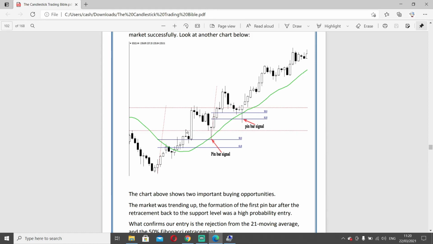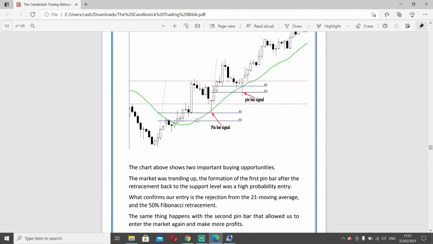So this would have been a very good entry, but it would have been one of those entries where you'd have to be on your toes and watching the chart because you'd be waiting for it to break above. Once it's broken above, you're entering the market in anticipation that it's going to continue bullish for how many pips you're trying to take.